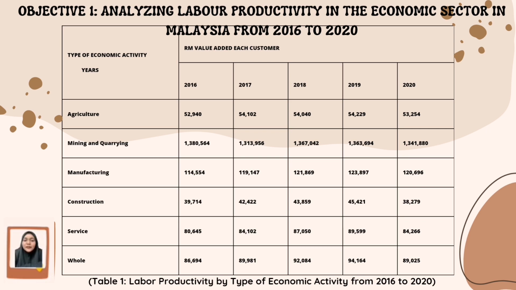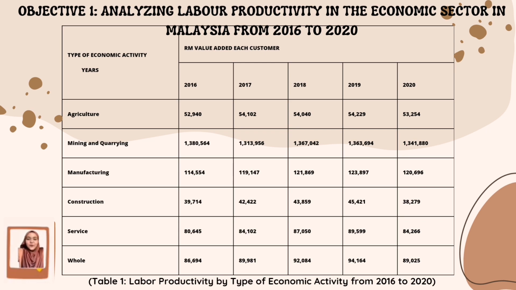The increase occurred because the agriculture sector received a lot of production from rubber, rice and palm oil. Finally, in 2020, the added value of each labourer in the agriculture sector amounted to RM53,254, which is a significant decrease compared to the previous year. This is because traditional farms are reported to have decreased due to less interest in farming as a job for the younger generation.